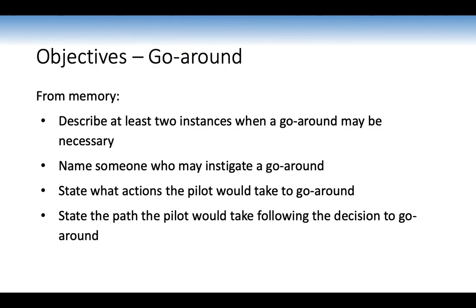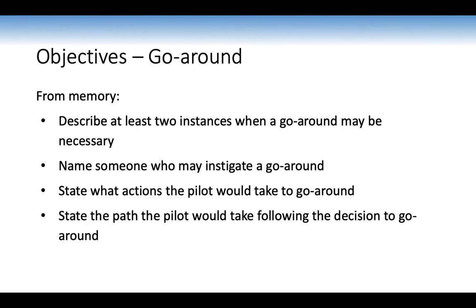Describe at least two instances when a go-around may be necessary. It could be not wings level by 400 feet, or using large S turns. Name someone who may instigate a go-around: it could be tower, or it could be the pilot. State what actions the pilot would take to go around: full power, right rudder, nose on the horizon, navigate taxiway Bravo, make sure flaps and carb heat are off and flaps retracted, then communicate, and then turn onto crosswind.